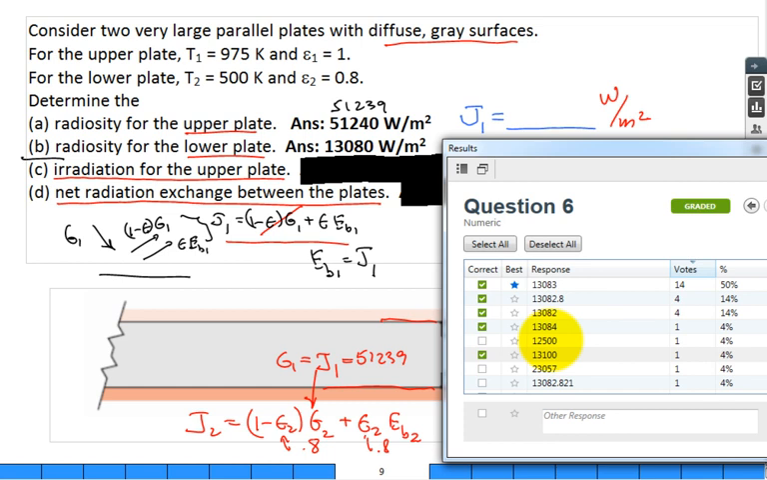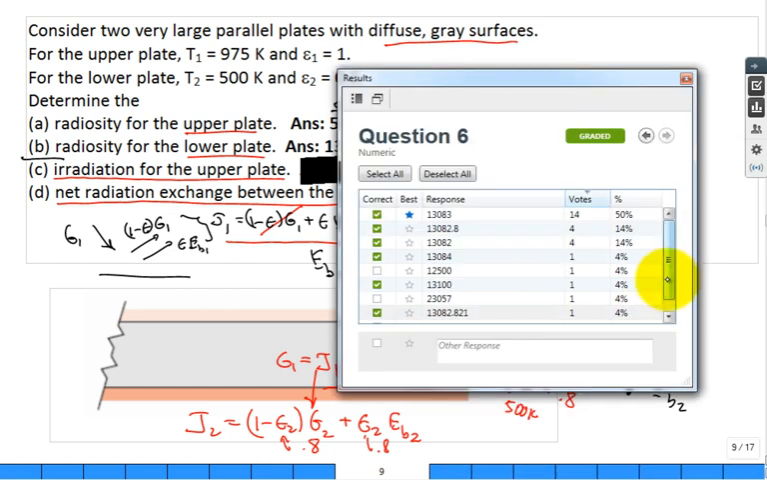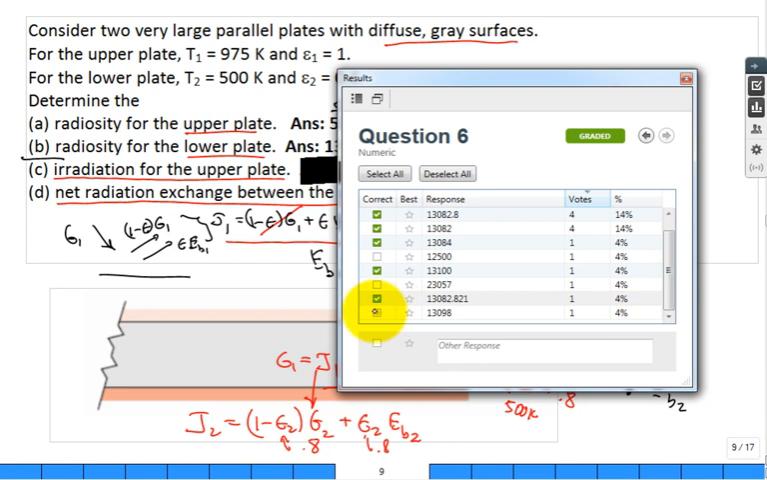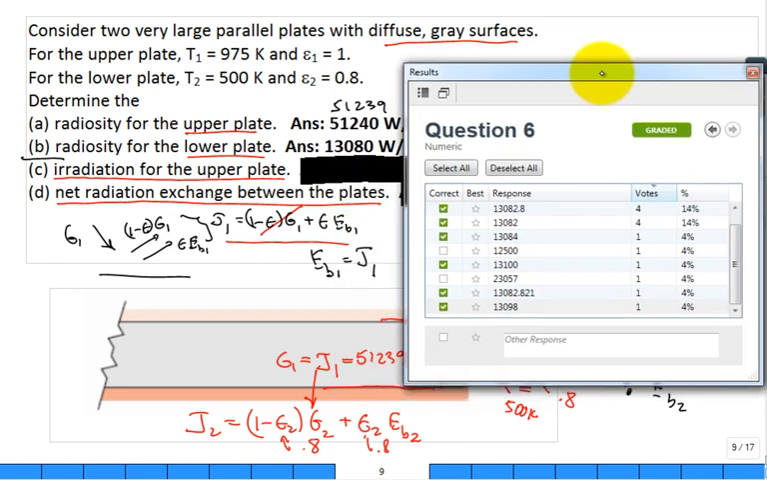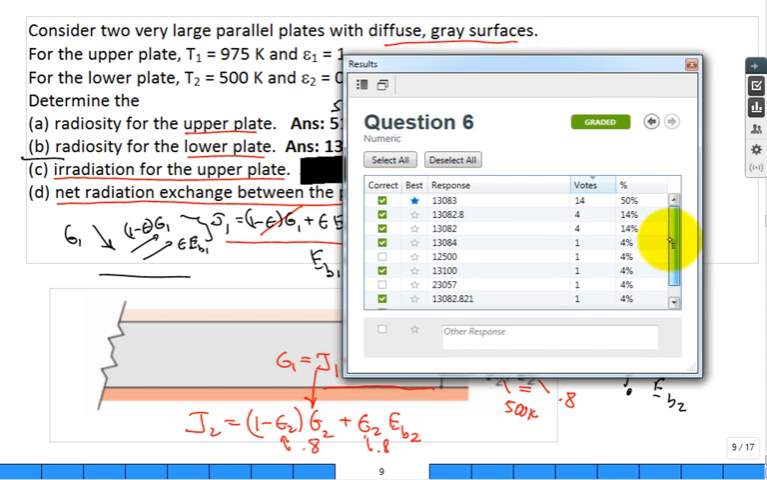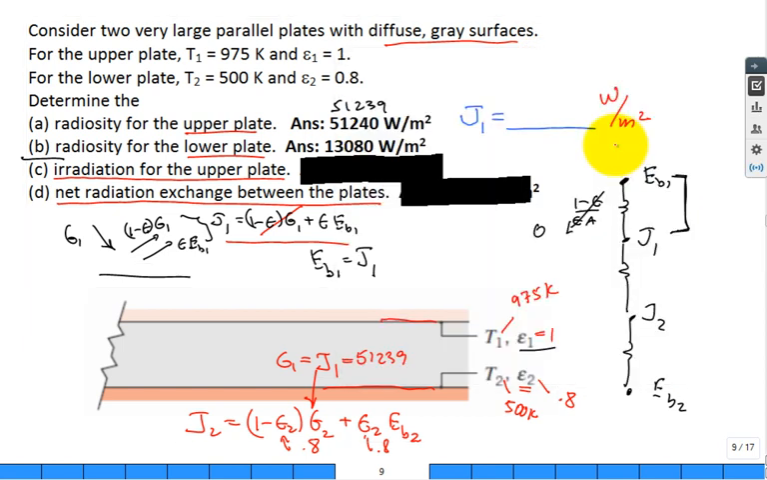Too many digits there. What do you think? Good enough. Anybody else? All right. Okay, irradiation for the upper plate. Well, just like before, G2 is equal to J1, you're right.